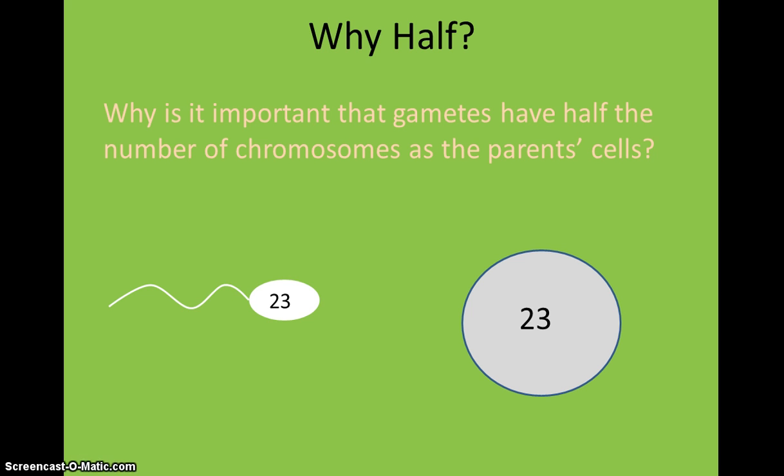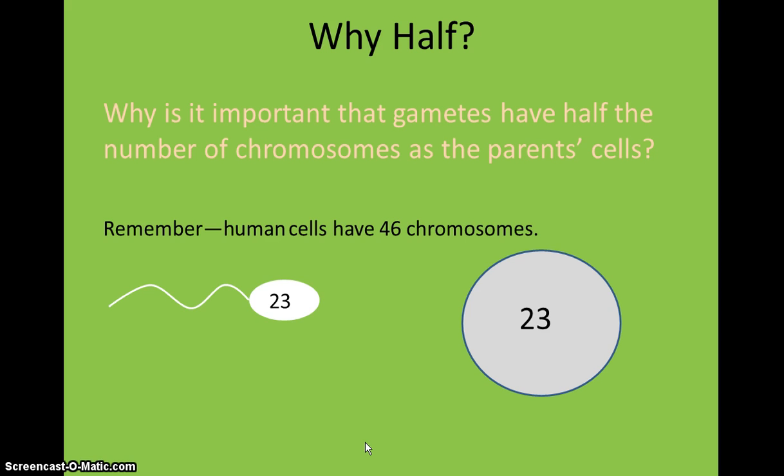So, just to reinforce this concept, why is it so important that gametes have half the number of chromosomes as the parent cells? Well, it comes down to those two reproductive cells, the egg and the sperm. So we have a sperm cell, the male gamete, and we have an egg cell, the female gamete. Their job is to combine to form a zygote. That's the very first cell that forms into an offspring.